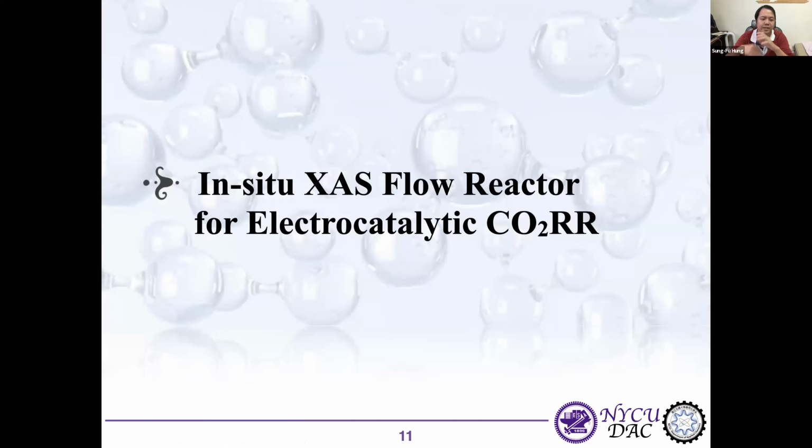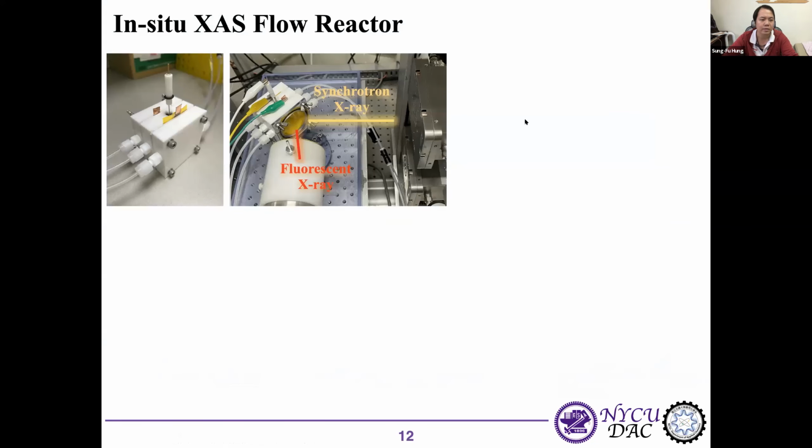Okay, so to investigate the material properties for carbon dioxide reduction reaction using a flow reactor, we developed an in situ XAS flow reactor. So we can see this picture. This is the flow reactor for the electrocatalytic test. And then we just dig a hole at the gas chamber to create a window to transmit the X-ray. You can see just like this picture.